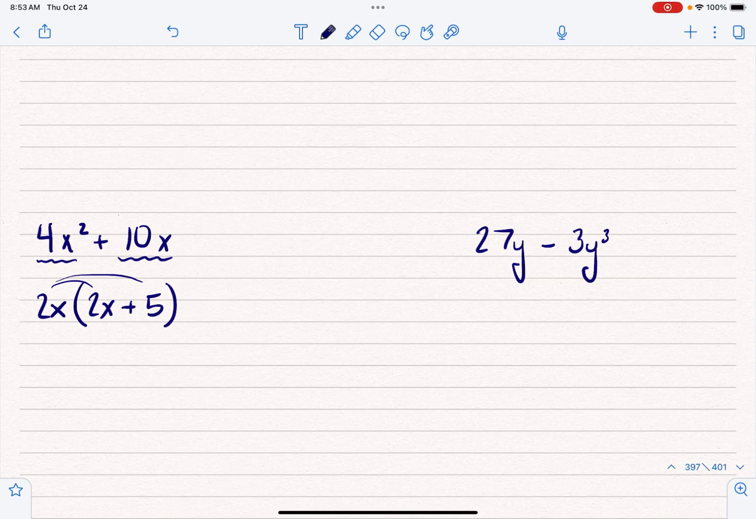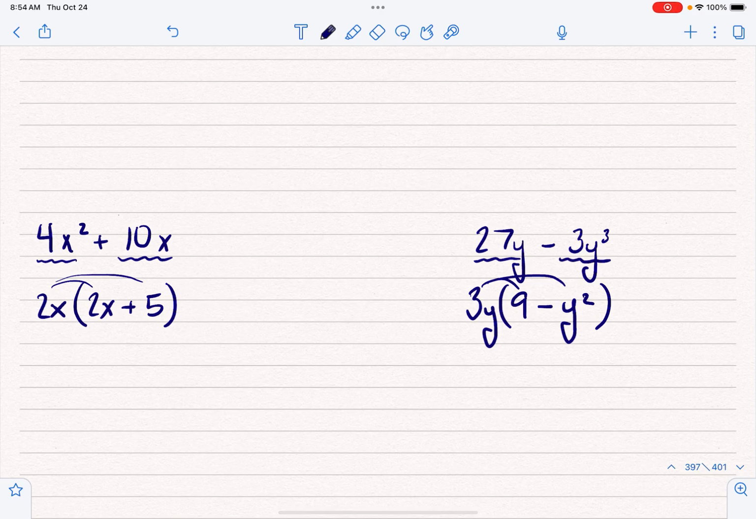And in the same way, I should be able to factor this second one, this 27y minus 3y cubed, and say they both have a 3y in common. And then that would leave a 9 minus y squared. Because 3y times 9 would give me 27y, and 3y times y squared would give me 3y cubed. Okay, so that's the basic factoring that you have to be able to do.